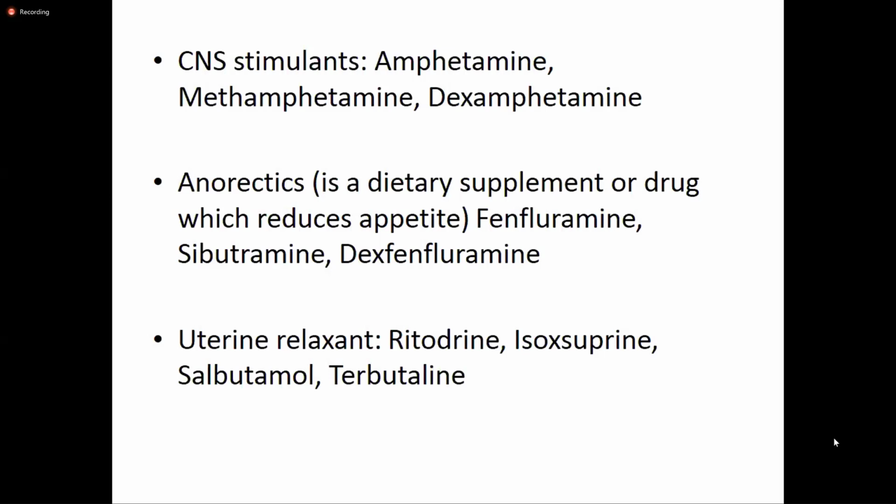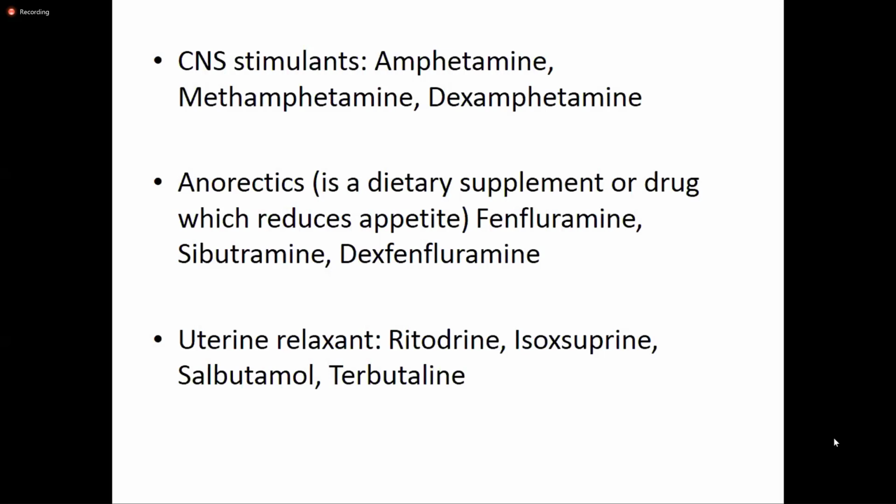And they are also used in pregnant women in whom labor or delivery has to be postponed. Postponing of delivery is usually done in cases where the fetus has not matured.